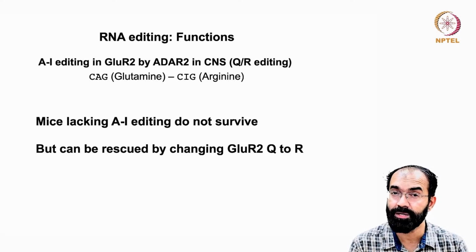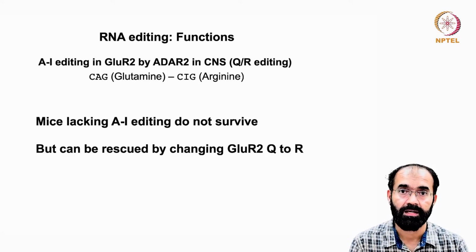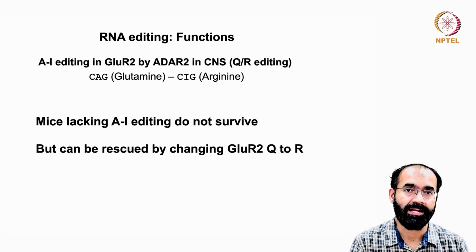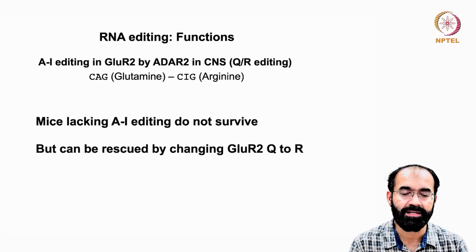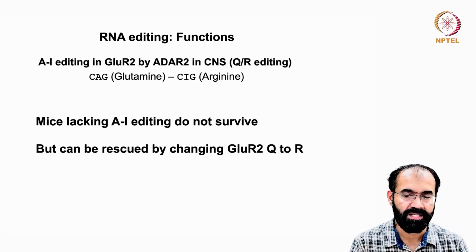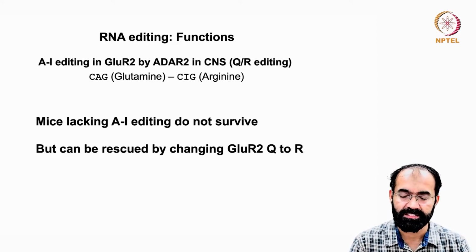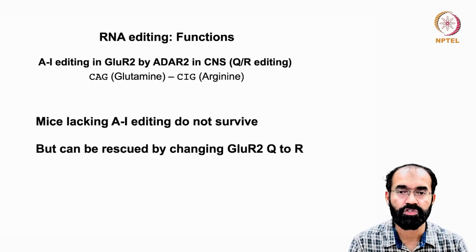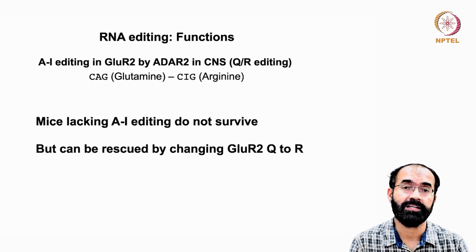Other functions may be compromised because ADAR2 is lacking, but the moment you complement the animal, that is called a rescue experiment, complement this GLU-R2 with arginine containing version of the gene, then the organism is able to survive. So this is what you should understand, that some RNA editing are so crucial, and the life and death hang by a balance of RNA editing, and to a highly developed mammal such as mice.